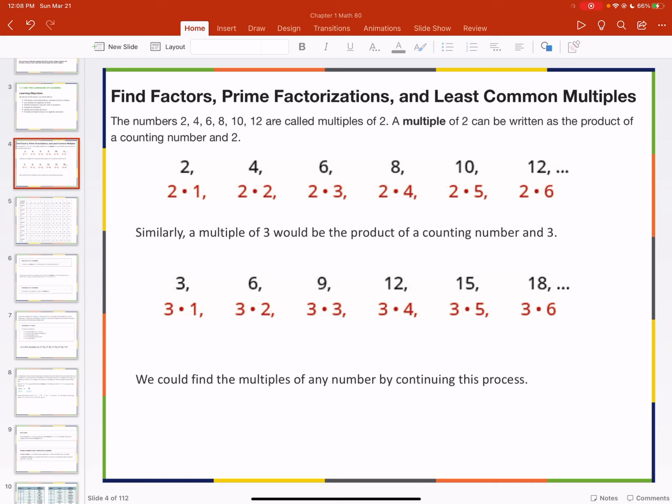Okay, so first of all, let's talk about factors and multiples. Let's say, for instance, you have the number 2. The multiples of 2 are basically counting in groups of 2. So the multiples of 2 would be 2, 4, 6, 8, 10, 12, 14, and so on. Basically the even numbers, right? And then let's say you have multiples of 3, counting by 3s: 3, 6, 9, 12, 15, 18. So that's the multiples of a number, basically.